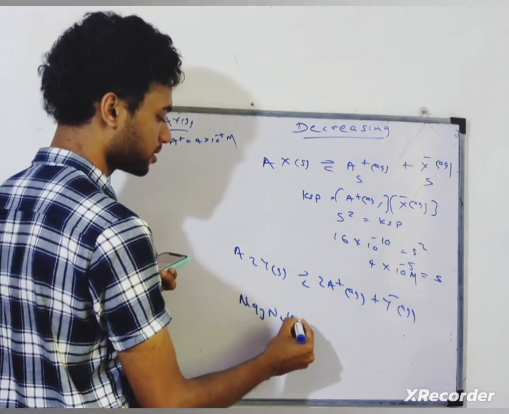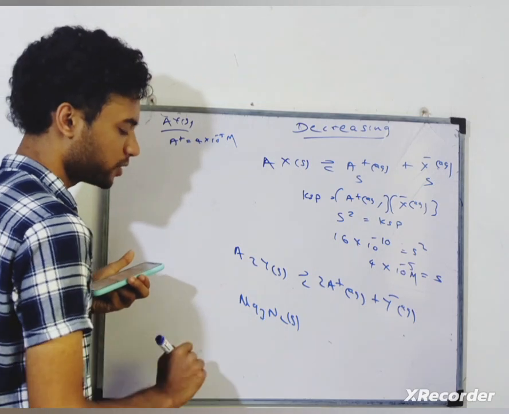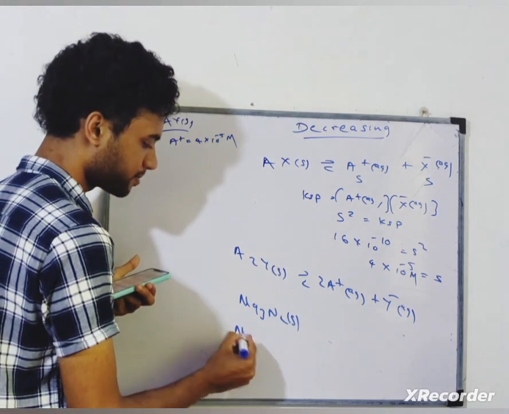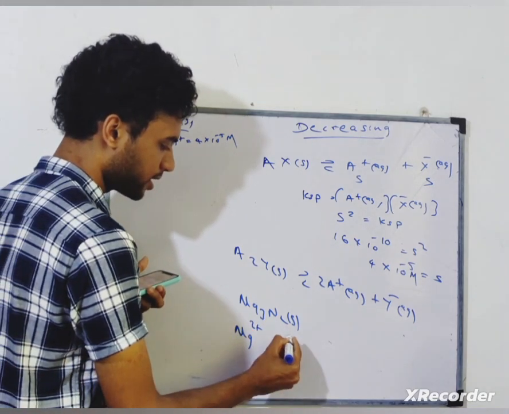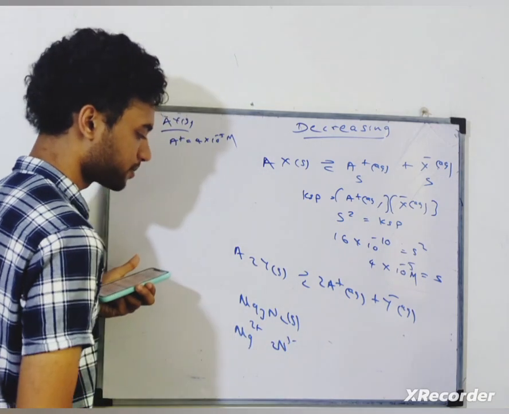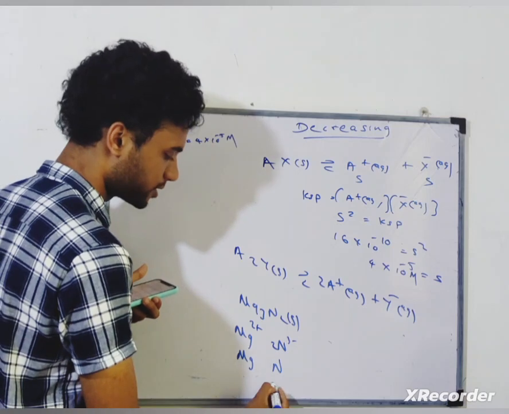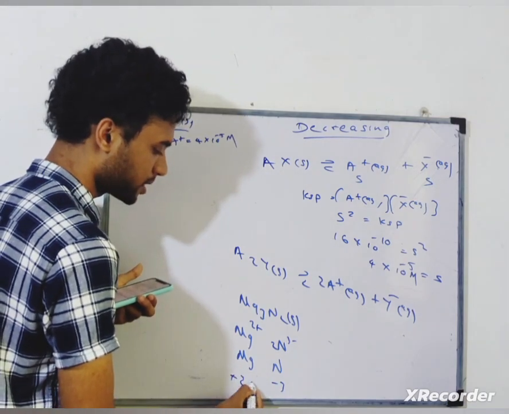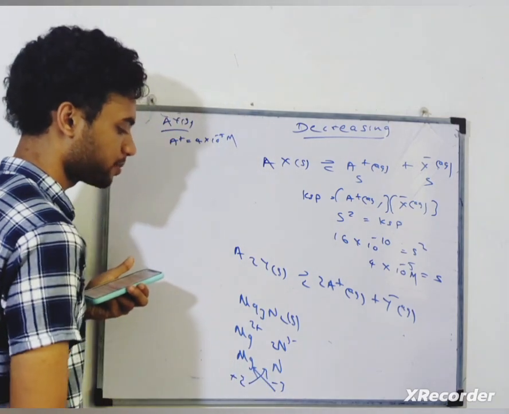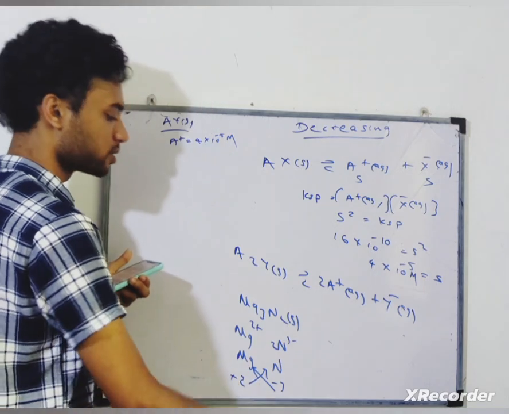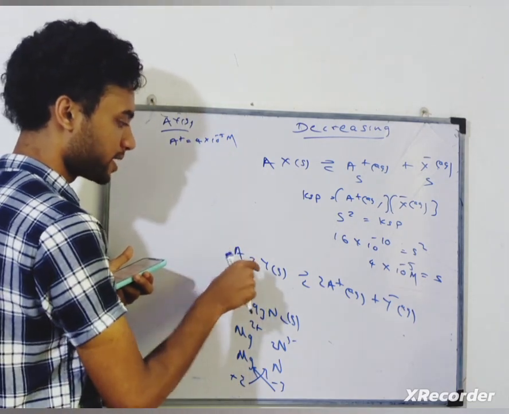Mg3N2 solid. How do you get this? Magnesium 2+ and what? N3- twice, right? So what happens is, with magnesium and nitride ions, this is minus 3 and this is plus 2. Then these exchange, right? What's going to happen? It becomes Mg3N2.